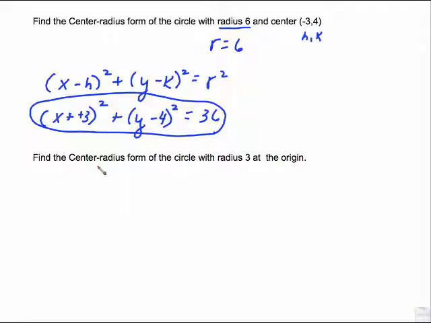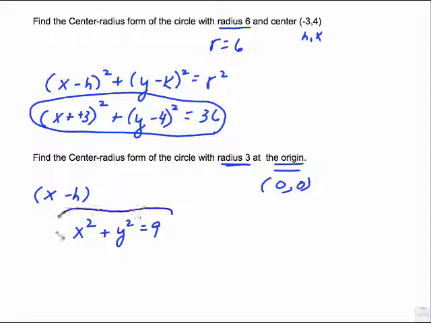Another easy one, find the center radius form. We have a radius 3 at the origin. That means the center is 0, 0. And when the center is 0, 0, I don't need to go with the x minus h. We know that'll just be x squared. It'll be y squared equals the radius squared, which is 9, and that's all there is to it.